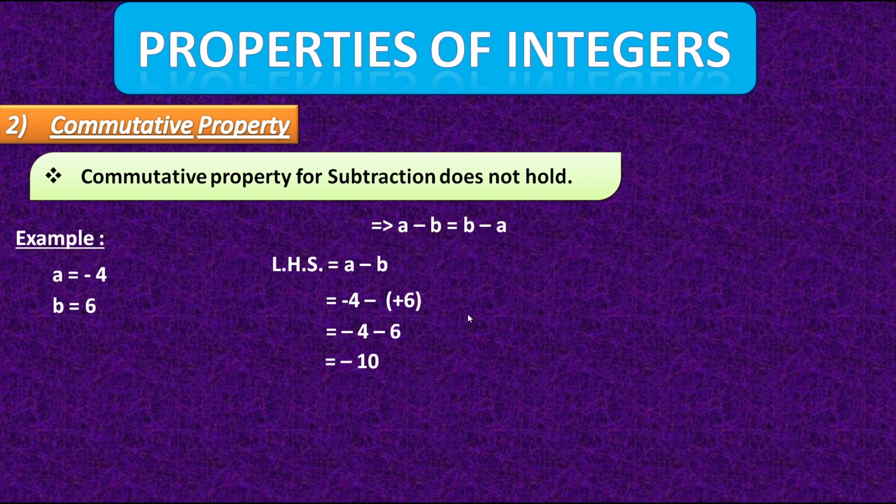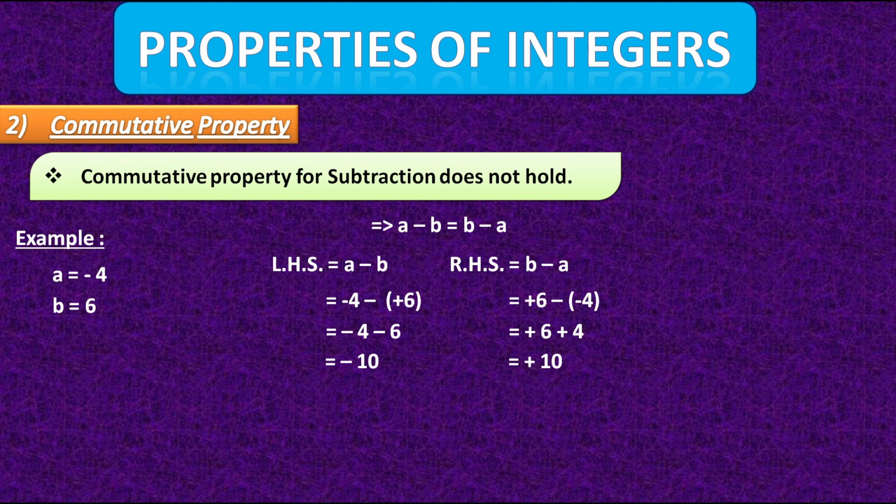Now let's solve for RHS. RHS is b minus a. So 6 minus of minus 4. As per the rule of subtraction, we have to change the sign of this 4. So this will become 6 plus 4. As both of them have the same sign, we have to add. 6 plus 4 is 10 with a plus sign as the greater number has a plus sign. So I got the answer here as plus 10.